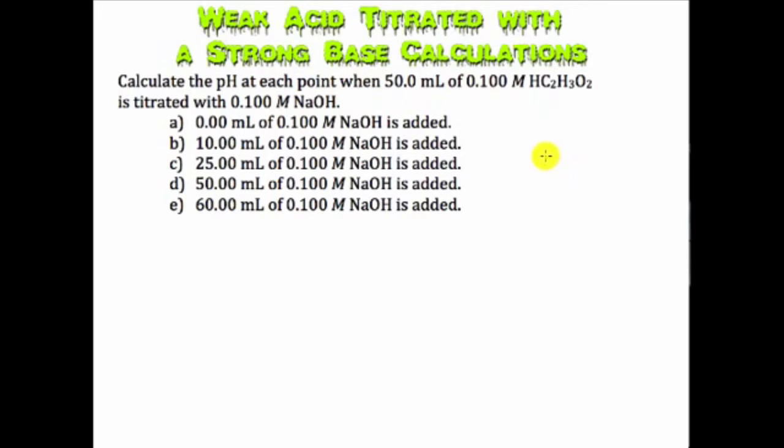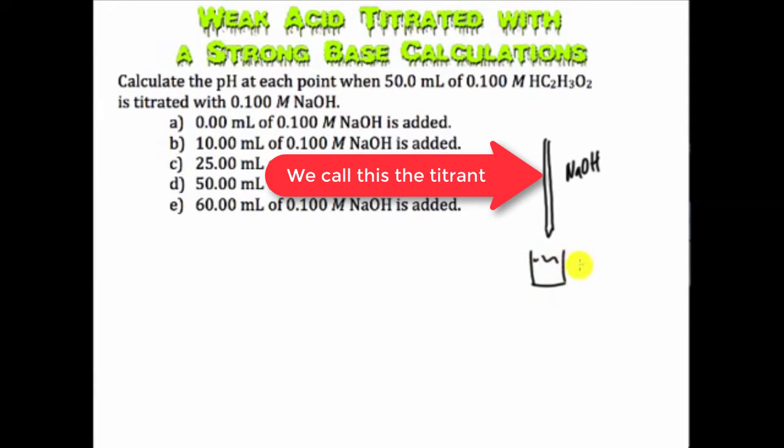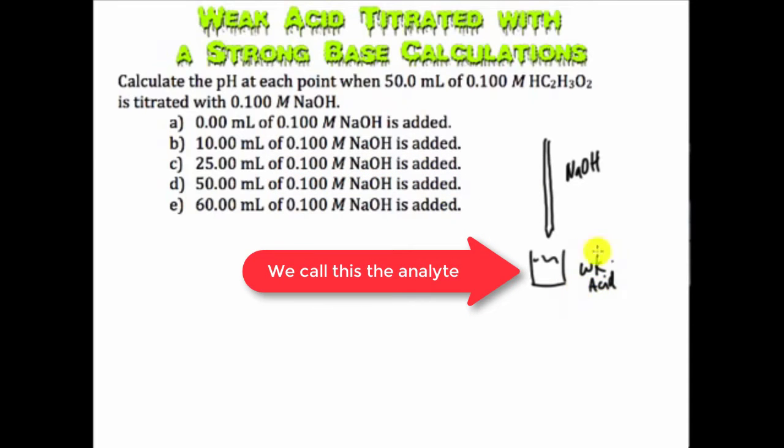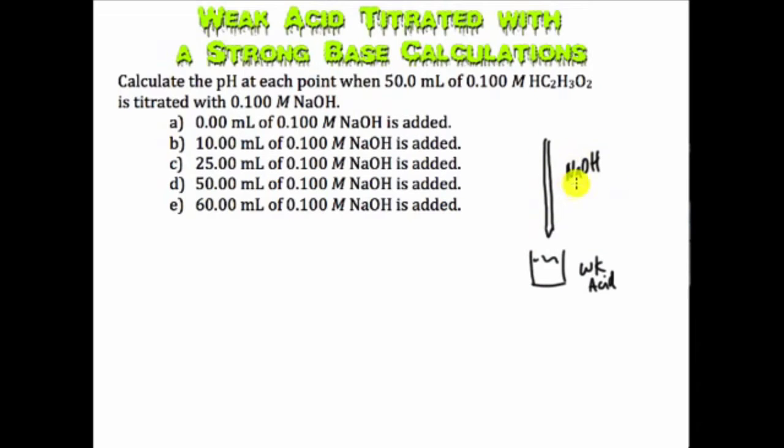So the general idea is that in that burette, you're going to have your sodium hydroxide, okay, and that's your titrant. And at the bottom, in a flask or a beaker, you're going to have your weak acid. So we're going to titrate this weak acid, which will be considered the analyte, with this titrant, which is going to be our strong base.